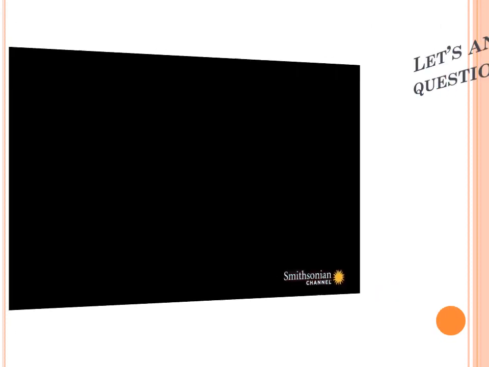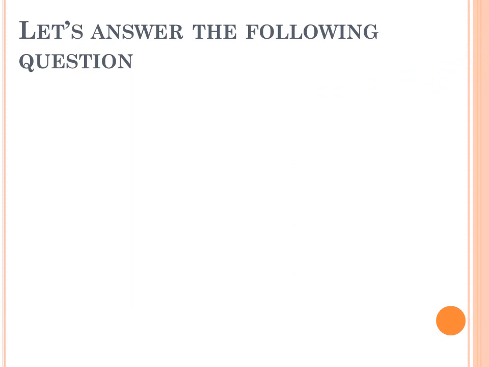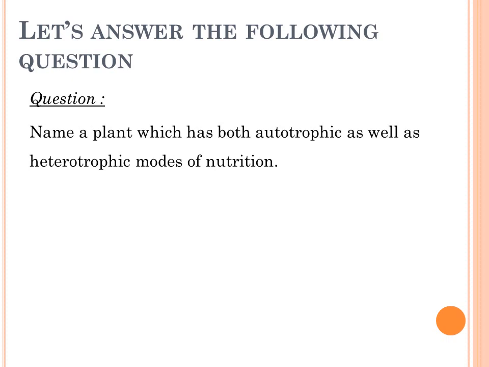The video was not so much clear, so let's move forward to the next. Let's answer the following question. The question is, name a plant which has both autotrophic as well as heterotrophic modes of nutrition. And we all know the answer, as we have discussed, is pitcher plant.